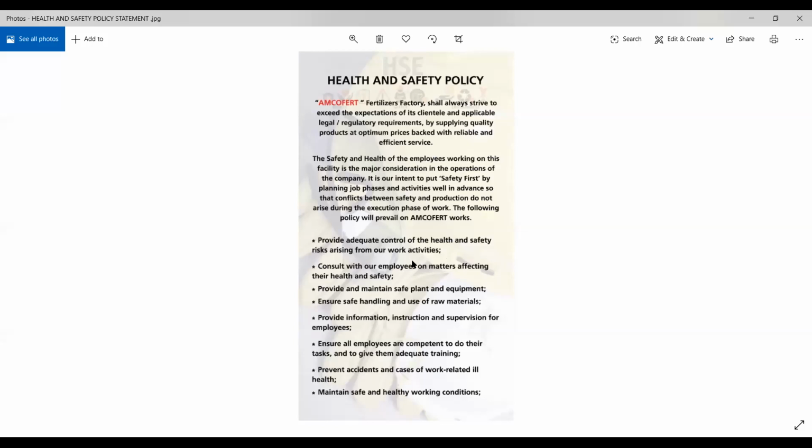This is my health and safety policy that I use in my company. Provide adequate control for health and safety, consult with our employees on matters affecting their health and safety, provide and maintain safe plant and equipment, ensure safe handling and use of raw materials, provide information, instruction and supervision for employees. All employees are competent to do their job. This is in detail. Good. I took a good time to write this one.